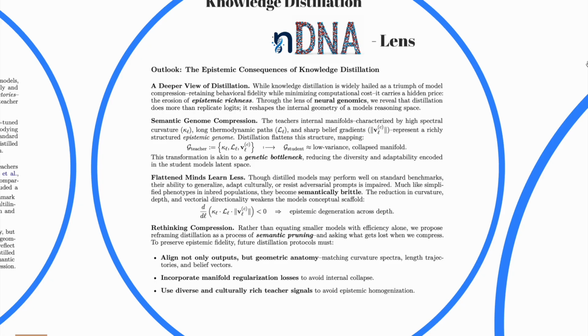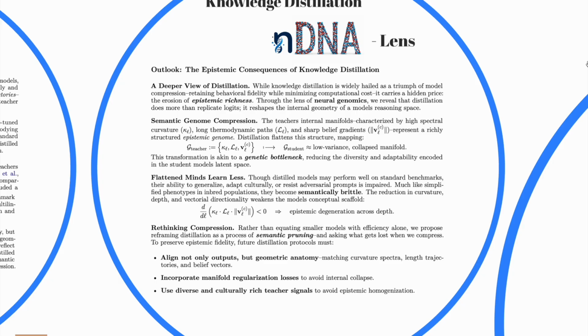A teacher's internal, semantic genome has 3 hallmarks measured layer by layer: 1. Spectral curvature, 2. Thermodynamic length, and 3. Belief field strength. In practice, distillation maps this rich set to a low-variance, collapsed manifold. Curvatures flatten, lengths shorten, and belief forces weaken. This is a genetic bottleneck in latent space.